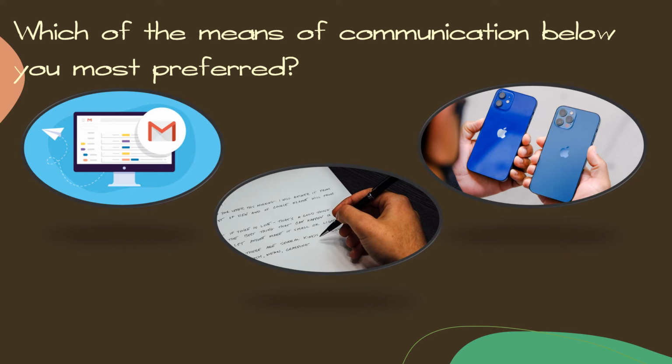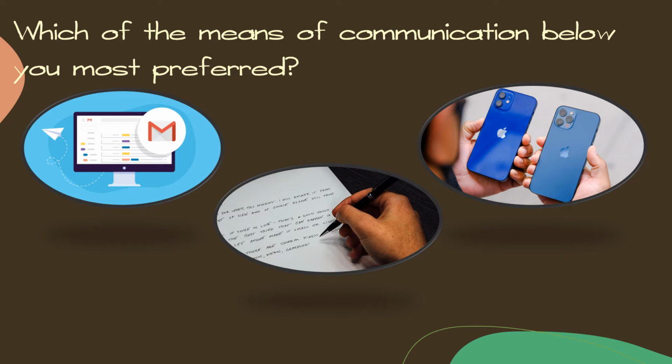Okay, some people like letters because they like the old school feeling, which means they want to cherish it. Okay, mereka sangat suka benda yang tidak terlampau elektronik. Okay, some people like email. Kenapa? Sebab dia nak cepat.